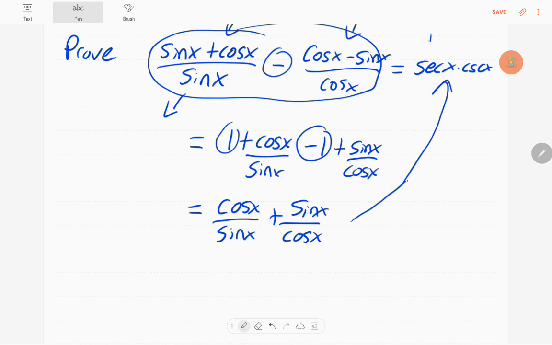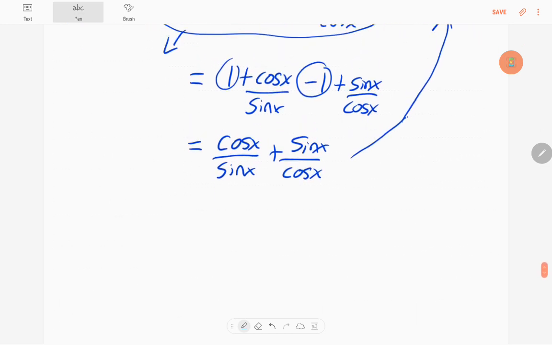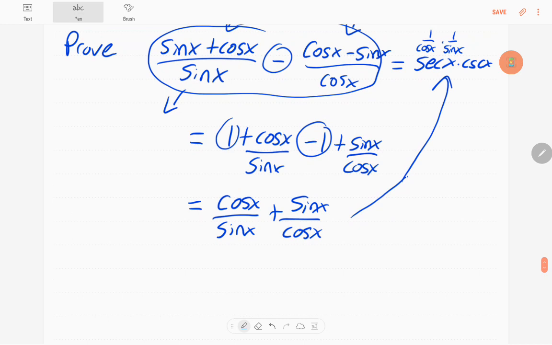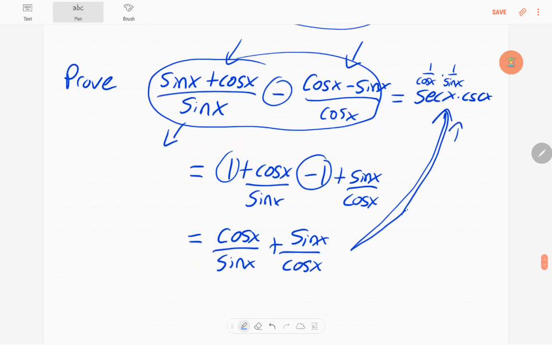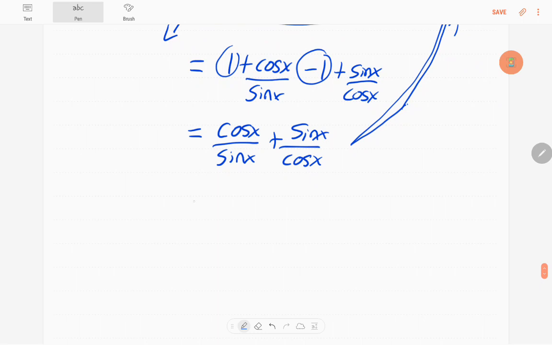Or I'll just make a little note that says 1 over cosine of x times 1 over sine of x. So it looks like I need to have cosine on the bottom and sine on the bottom. If I'm not sure how to get from here to there, I'm just going to see, hey, I have an addition sign, and there's no addition sign here. So what if I were to add those?